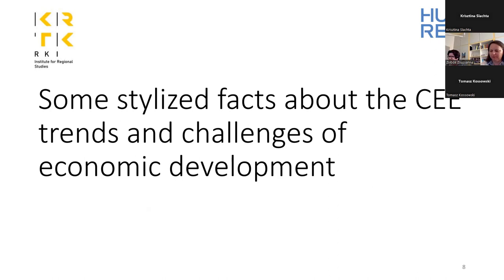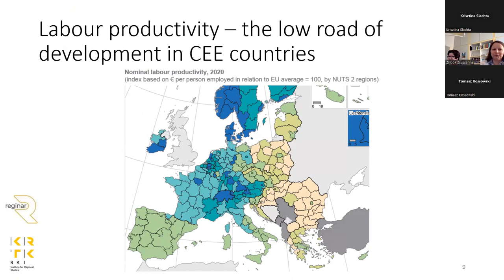The first can be titled "The Low Road of Development in Central and Eastern European Countries," which shows the nominal labor productivity, which is not always the same as the real labor productivity. The disparities are more exaggerated, but we can see that there are high north, south, and east-west disparities, and also within country disparities in the Central and Eastern European regions.